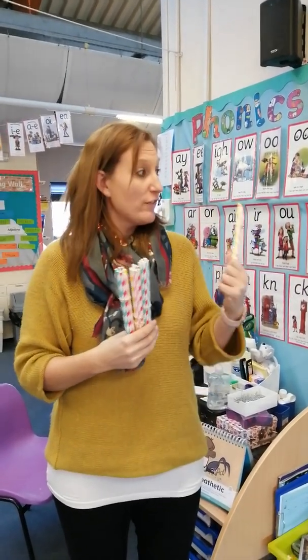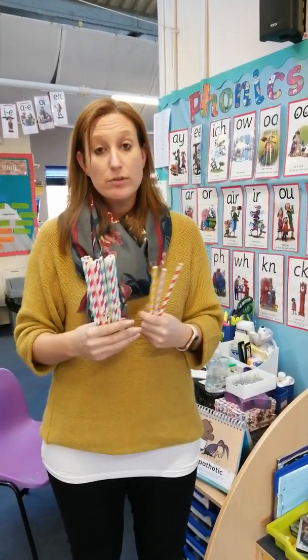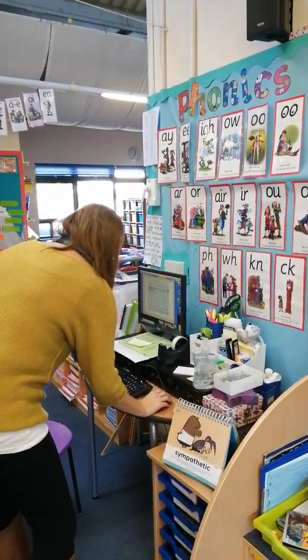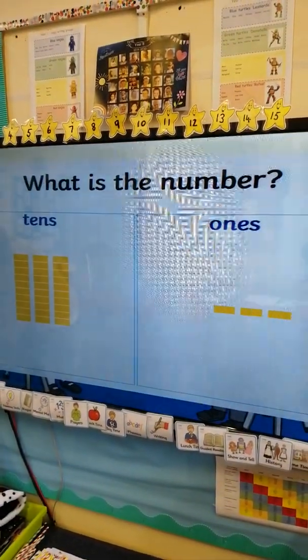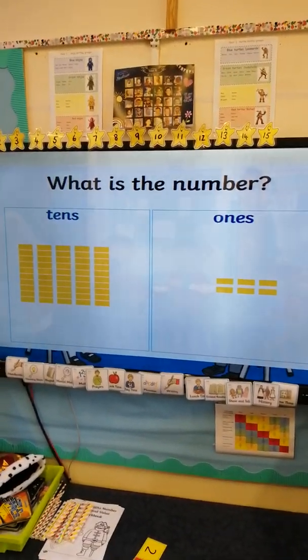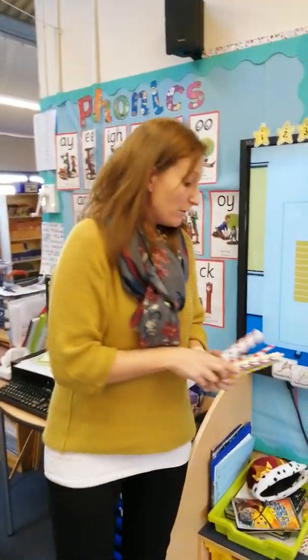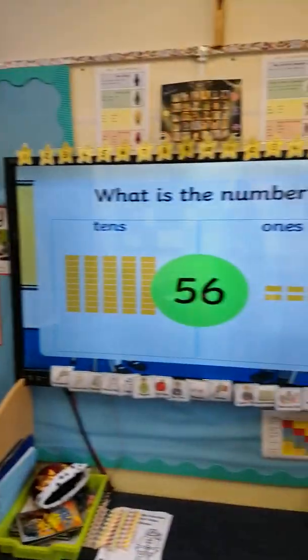Now, what I've done is I've uploaded this PowerPoint onto Tapestry for you. So I'd like you to have a go on your own or with your grown-up. I'd like you to have a look at the number. So the next number you're going to do is this number. So you're going to go through the number. You're going to make it with your straws. Then you're going to make it with your arrow cards. Okay? And then you're going to flick through and see if you got it right.